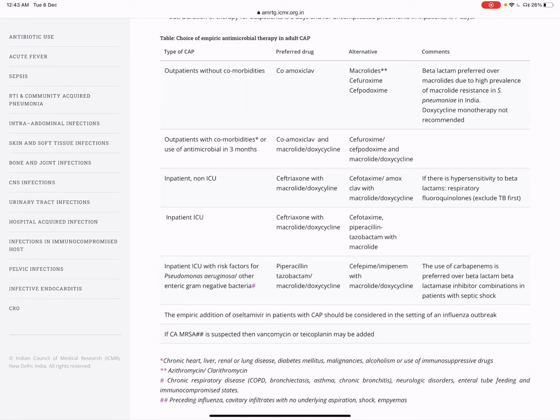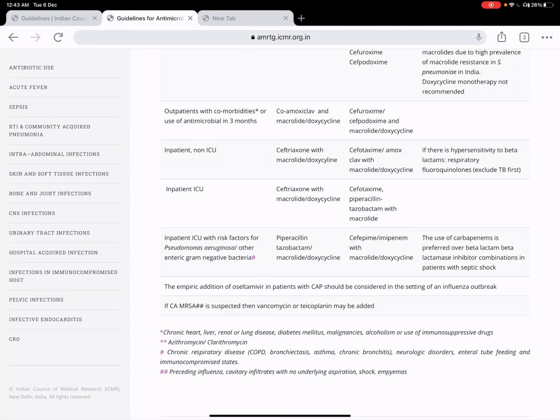Is it Piptaz plus macrolide, or Piptaz plus another drug? They have actually given just one, but what I learned from other sources is two drugs. Actually, I had to give two drugs only. Harrison says two drugs, which I told you. Practically, we follow the same only. So two anti-pseudomonal drugs. Okay. So these are the risk factors for pseudomonas.